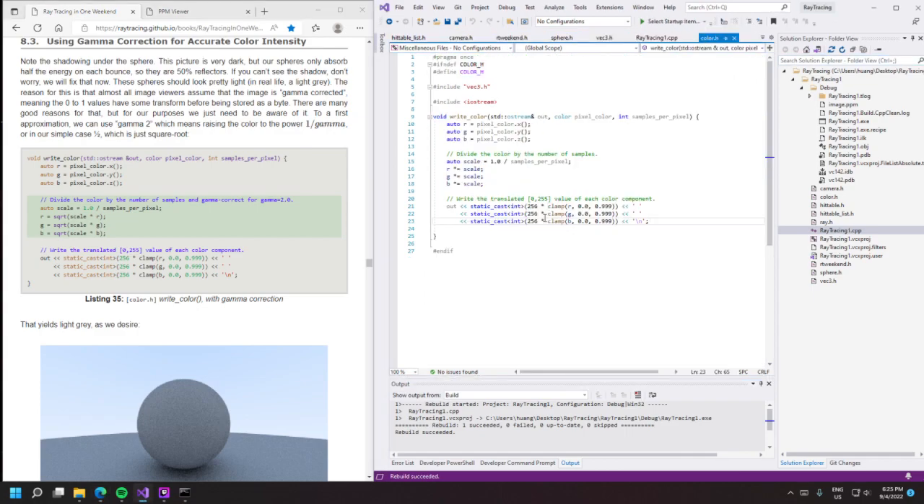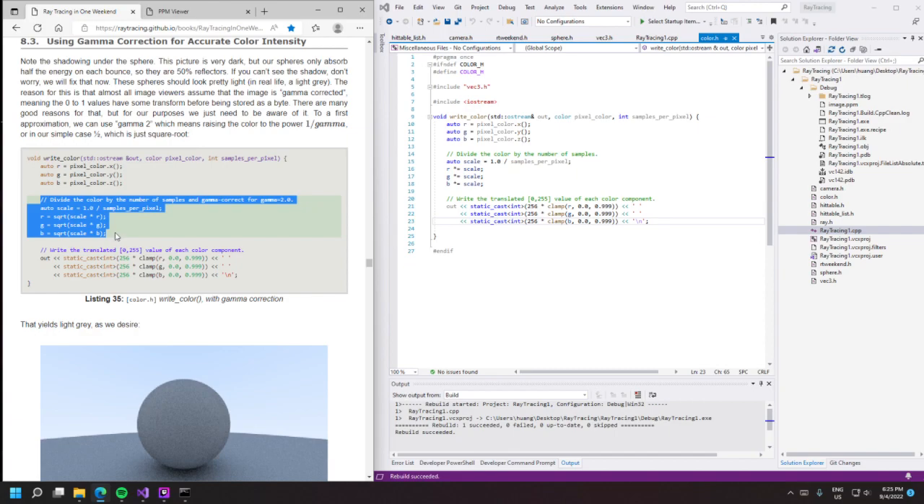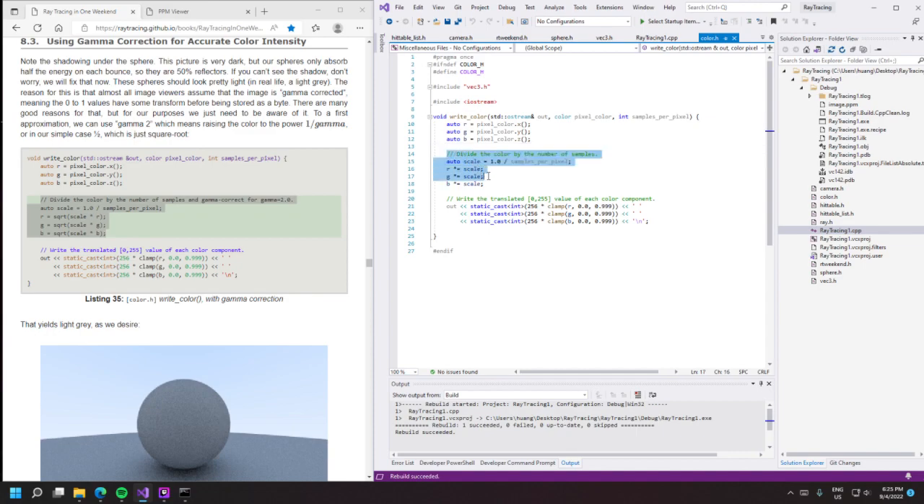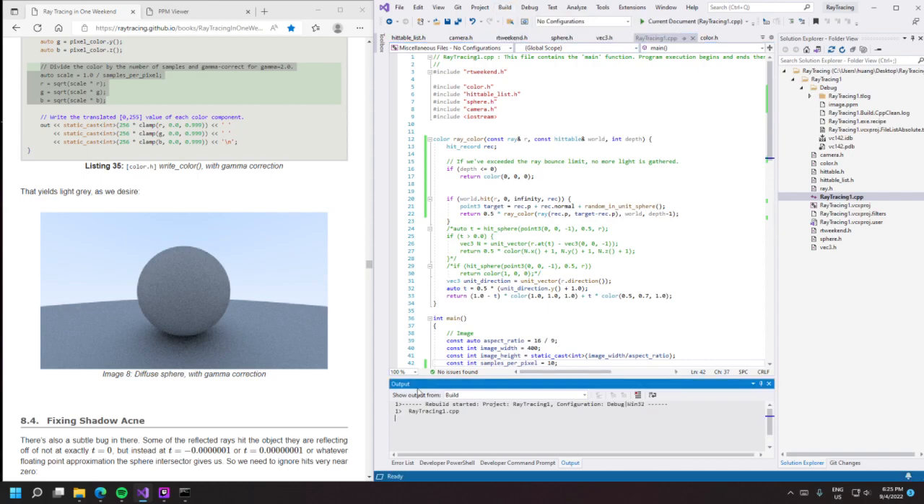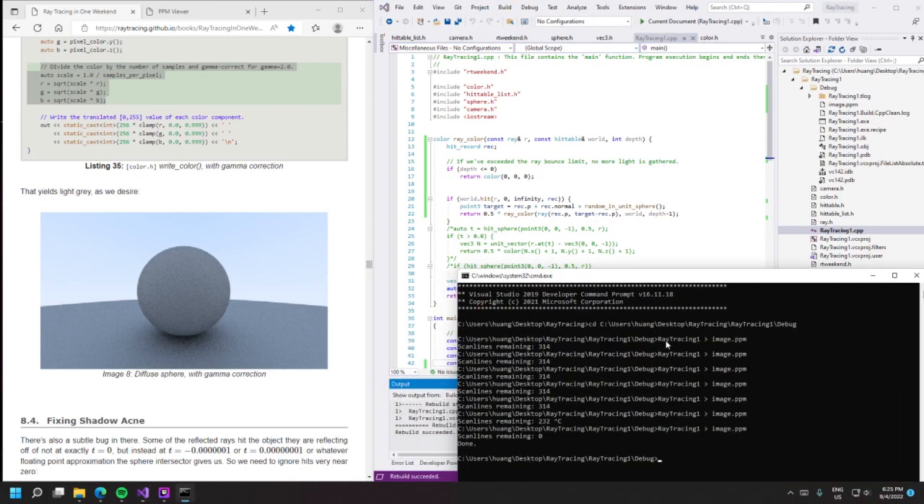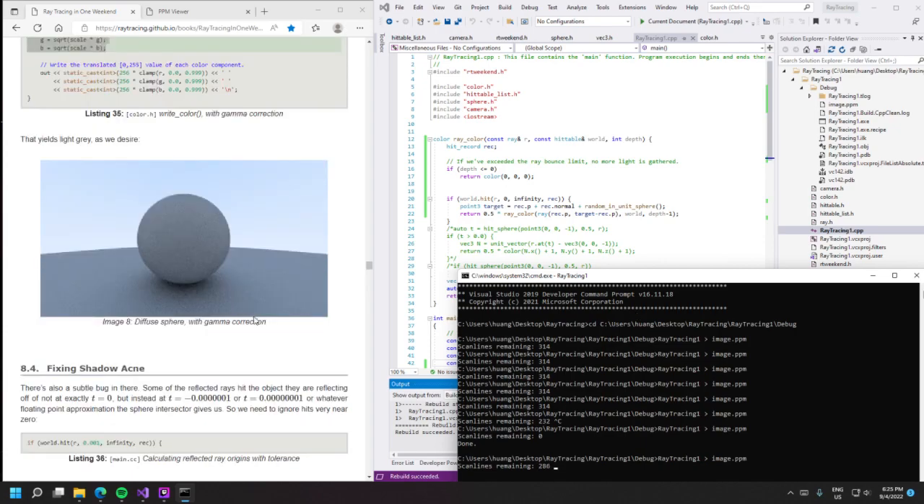Let's also change the code: divide the color by the number of samples and then gamma correct for gamma equals 2. Oh, okay, this is just square rooting everything, so actually not much is changed. This makes the thing look lighter. Let's just try it and see how the color changes. It would also take some time to render, so we're going to continue reading at that time.